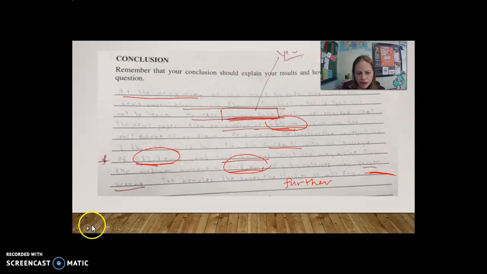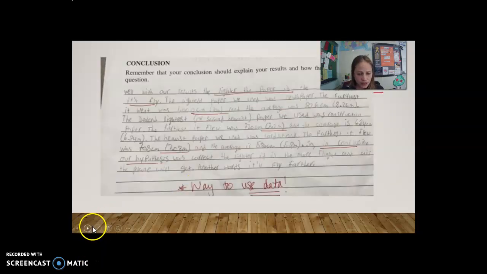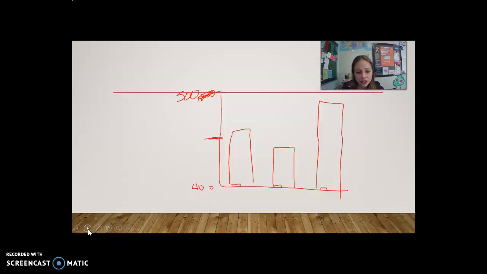Ooh, this one's hard to see. Remember that your conclusion should explain your results. So at the beginning, in our data, each type was given. My hypothesis was proven wrong. At least this person is saying proven, just because obviously the data didn't support it. And so on. You can pause me and read through if you like. But I hope you're getting the idea here.